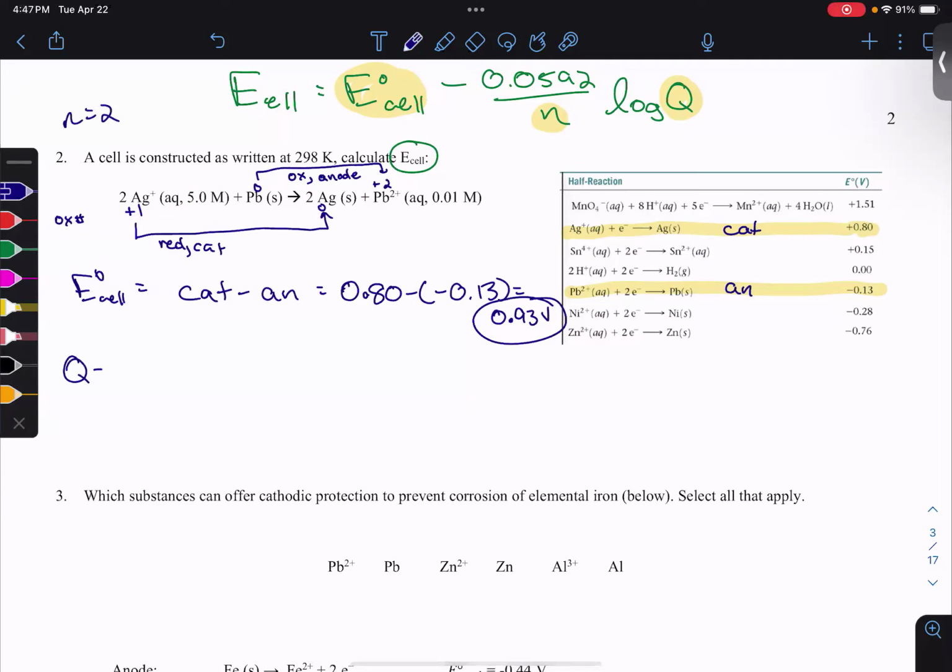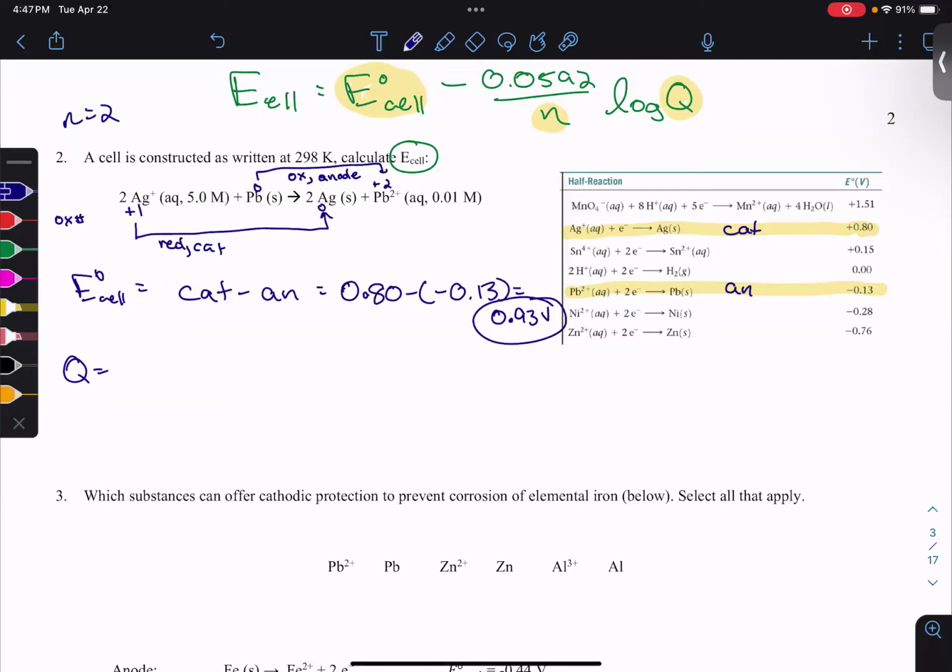Q, we need Q. So Q comes from the balanced chemical reaction. So make sure you have that or figure out what it is. This is where coefficients matter, right? Because when we choose what our cathode and anode is and calculate E cell naught, do we care about what the coefficients are? No, it's just about what's the cathode, what's the anode, cathode minus anode. But when we calculate Q and use the Nernst equation, we actually do care about the stoichiometry because the stoichiometry ends up in the exponents.